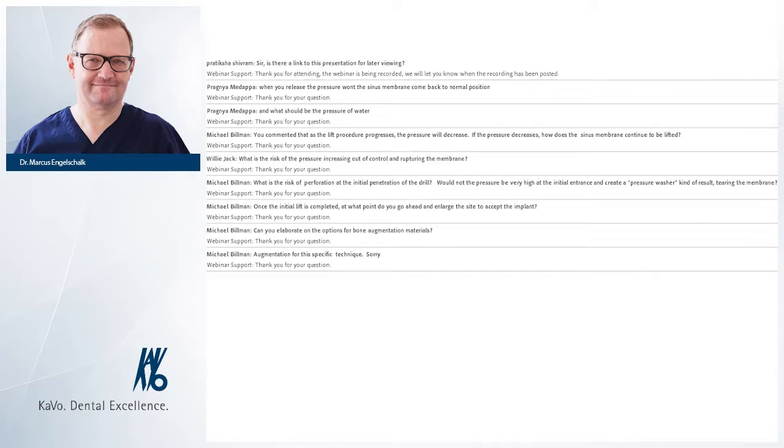Once the initial lift is completed, at what point do you go ahead and enlarge it? We had it already. Can you elaborate on the option of bone augmentation materials? Well, that's a difficult question. Normally if we have a lecture on this, people always ask me, and we had some slides before. It's kind of a religion question, I would say: what you prefer or what you learned in your education.